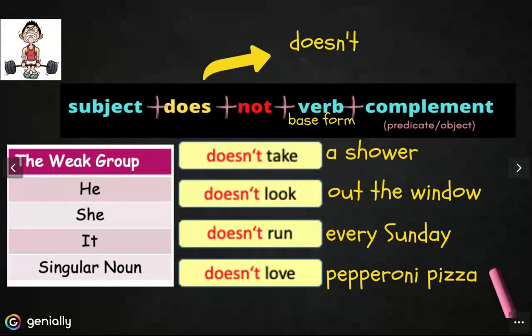For the weak group, we're going to use this formula: subject plus does plus not plus the verb in base form plus the complement. Does and not becomes doesn't. Examples: he doesn't take a shower, she doesn't run every Sunday, my friend doesn't love pepperoni pizza.